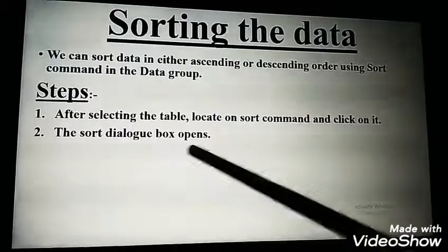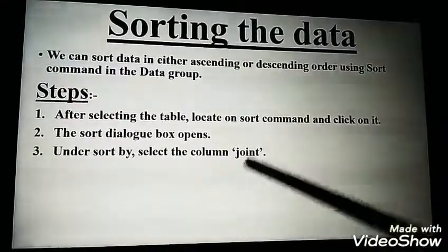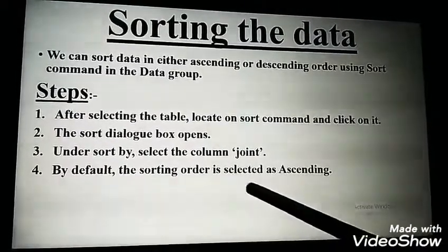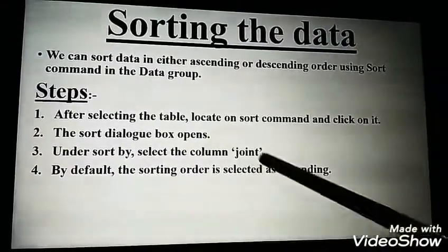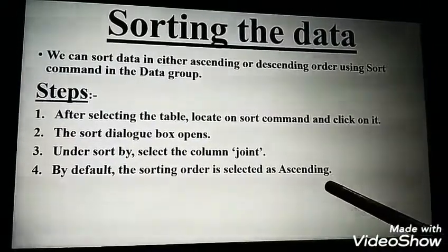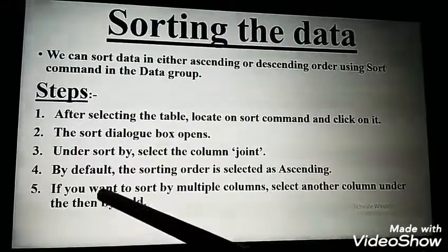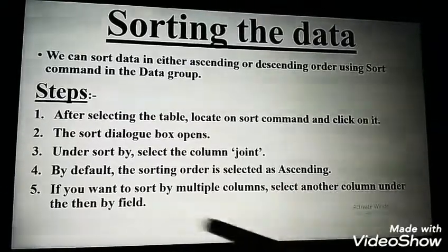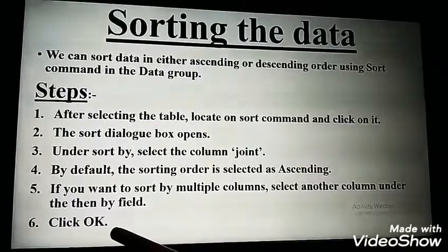The Sort dialog box will open in front of you. Under Sort by, select the column. By default in MS Word, the sorting order is selected as ascending. If you want to sort in descending order, you have to click on Descending. If you want to sort by multiple columns, select another column under the Then by field. And when you have done, click OK.